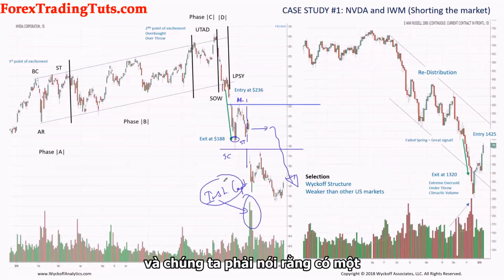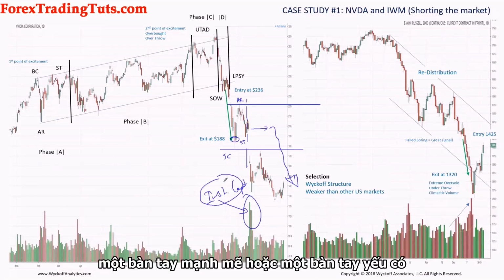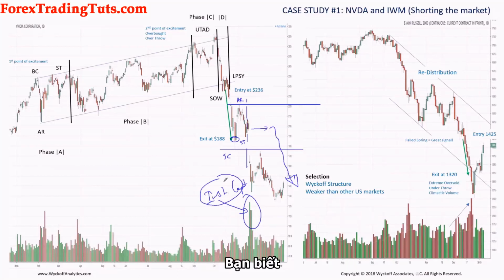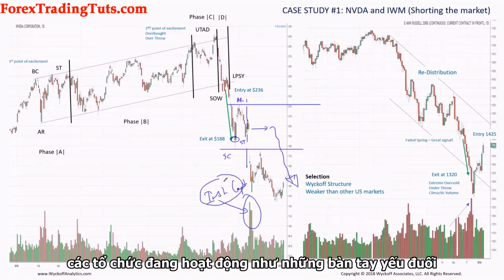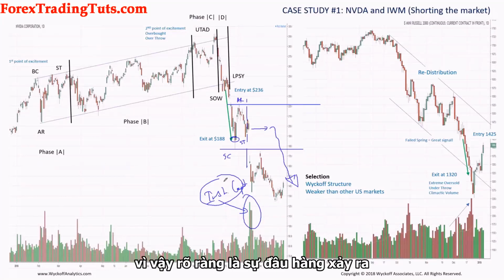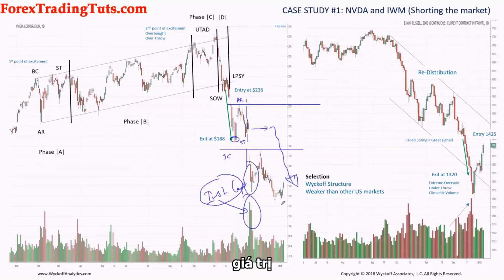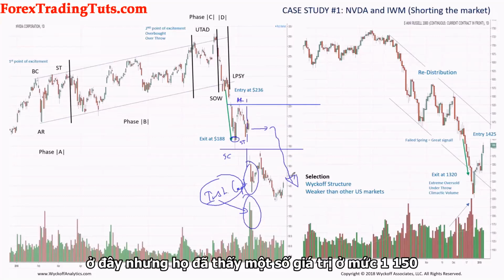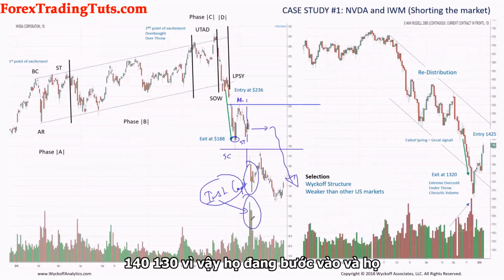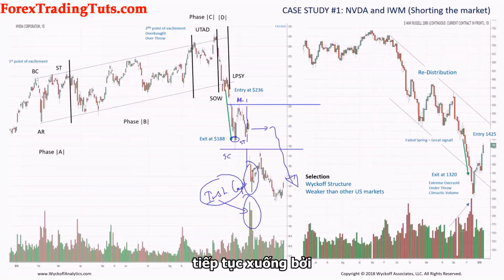And we must say that there is a difference between a strong hand and a weak hand. There are institutions that are acting at this point in time as strong hands, and some institutions are acting as weak hands. So obviously, capitulation happens on the selling of weak institutional hands. And then some of the strong hands see value that was not there for them at 190, 180, but they see some value at 150, 140, 130. So they are stepping in and stopping the price from moving further down by initiating their buy positions.